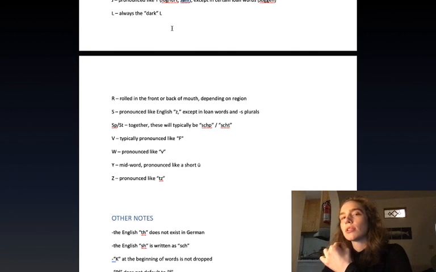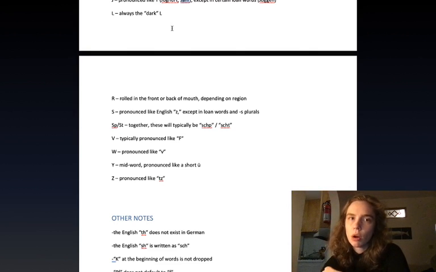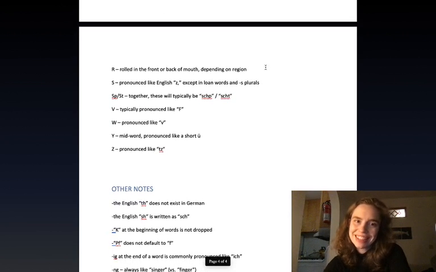So L, this is going to be the dark L, which means it's the one where you keep your tongue further back. We have two L's in English. One where the tongue touches the tips of your front teeth, and the other where it's right behind your front teeth. We're going to use the one in German where it's behind the front teeth. So Lampe, rollen, und so weiter.